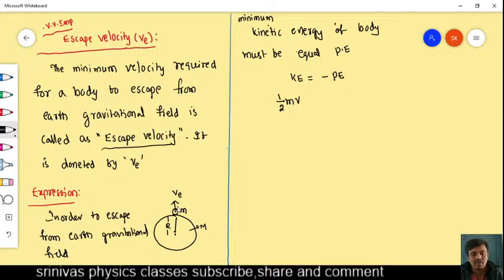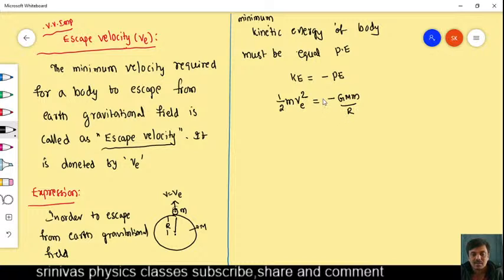We are throwing an object of mass m, right? Its kinetic energy is half m v square, where we are throwing it with velocity v e. That is equal to minus the potential energy formula. What is the formula for the potential energy on the surface of Earth? Right, minus G capital M small m by capital R.